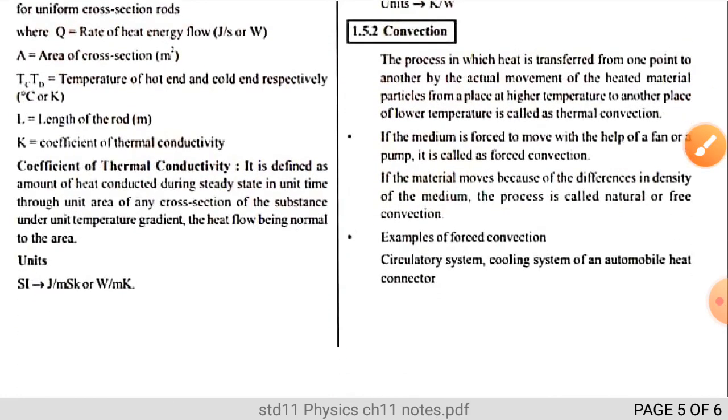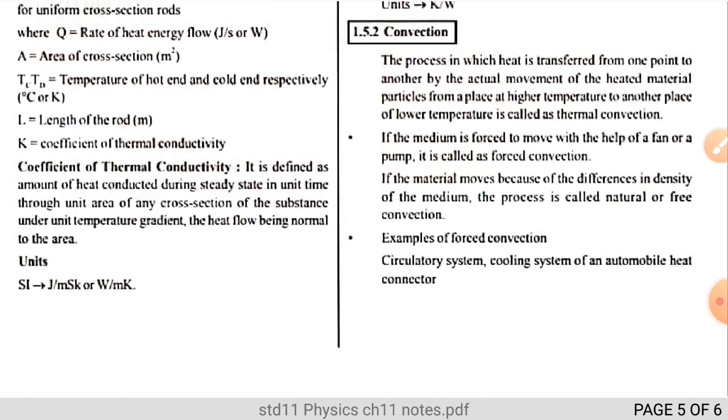So then we are moving on to our next topic, that is convection. The process in which heat is transferred from one point to another by actual movement of heated material particles from a place at higher temperature to another place at lower temperature is called thermal convection, right? If material moves because of differences in density of the medium, the process is called natural or free convection. For example, forced convection: circulatory system, cooling system of an automobile, heat convector, right?